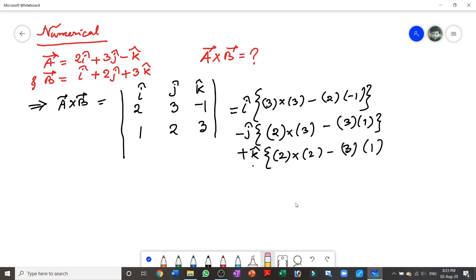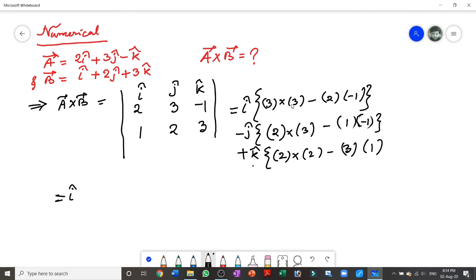Sorry, just a minute. So it will be 3 into 3 minus 2 into minus 1 for i cap, 2 into 3 minus 1 into minus 1 for j cap, and the last one is 2 into 2 minus 3 into 1 for k cap. Okay, fine.